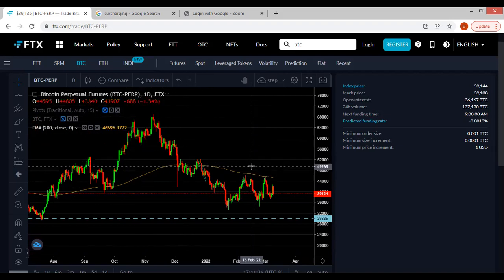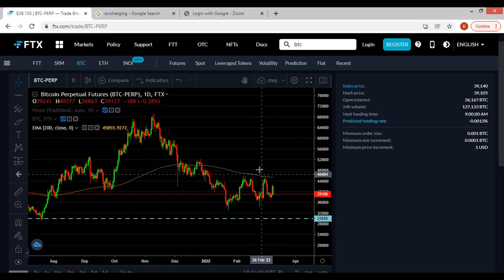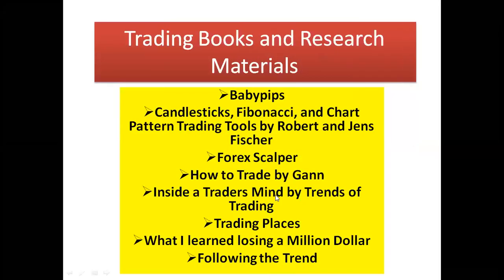Then you can be better prepared to know what you are doing. Even if you want to take a long position, just know that it's only temporary. So just know when to exit, and then when to get back in again. So like we said, the first thing there is the trend filter, and then the second one is trading books and research materials.